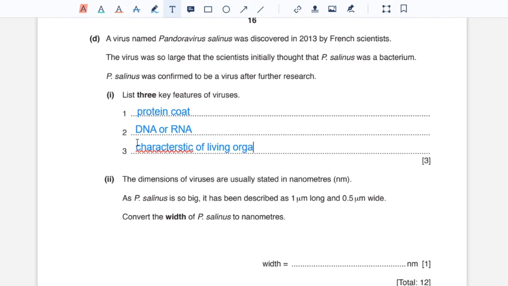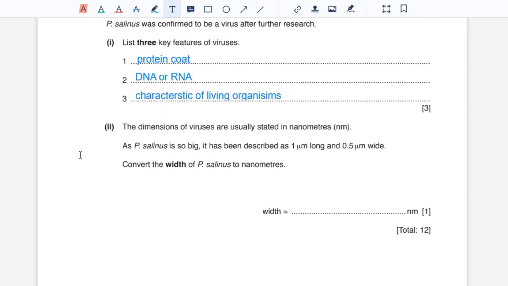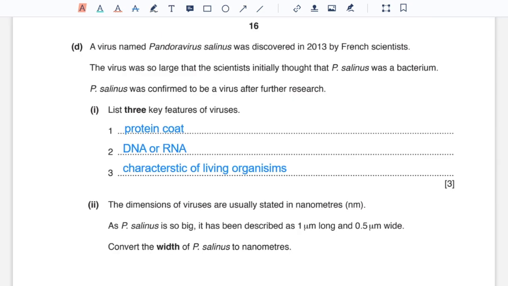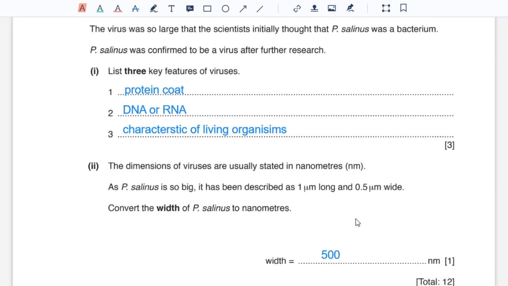2. The dimensions of viruses are usually stated in nanometers. As P. salinus is so big, it has been described as 1 micrometer long and 0.5 micrometers wide. Convert the width of P. salinus to nanometers. Since 1 micrometer is equal to 1000 nanometers, you'd multiply 0.5 micrometers by 1000 to convert it to 500 nanometers.